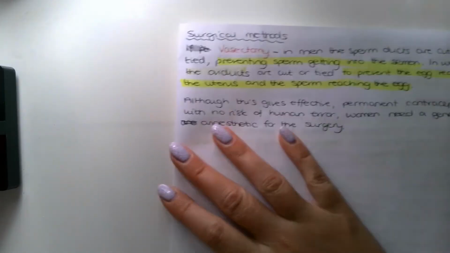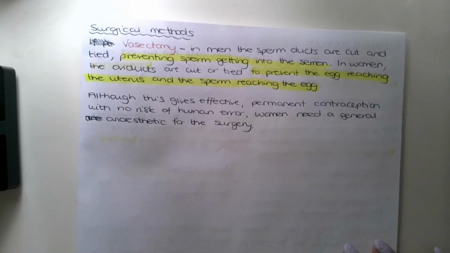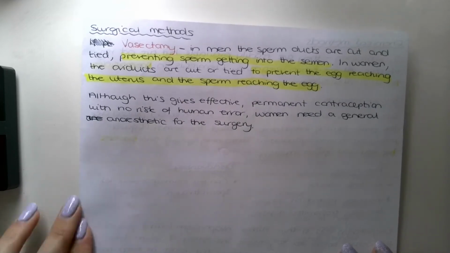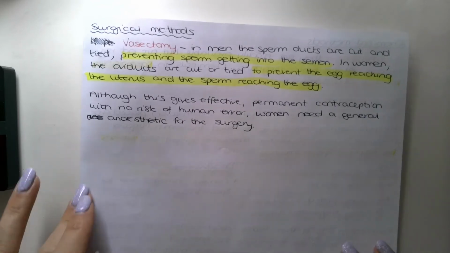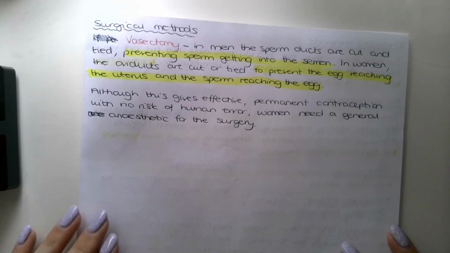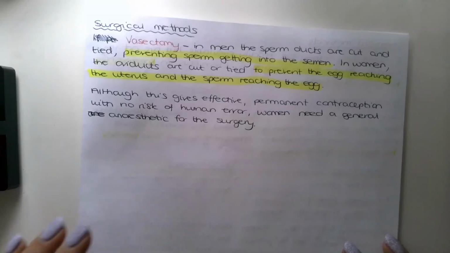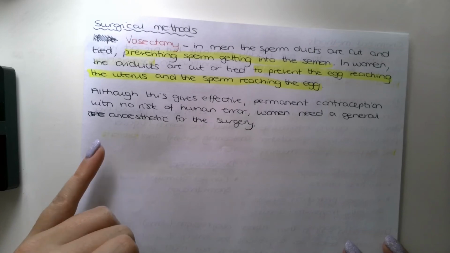The last one I want to talk about is surgical methods. Vasectomy: in men, the sperm ducts, the tubes between the testes and the penis, are cut and tied, preventing sperm getting into the semen. In women, the oviducts, the tubes between the ovaries and the uterus, are cut and tied to prevent the egg reaching the uterus and therefore the sperm reaching the egg. Although this offers effective permanent contraception with no risk of human error, so you're not going to forget to take the pill or forget to change your patch, women do need a general anaesthetic for this surgery.